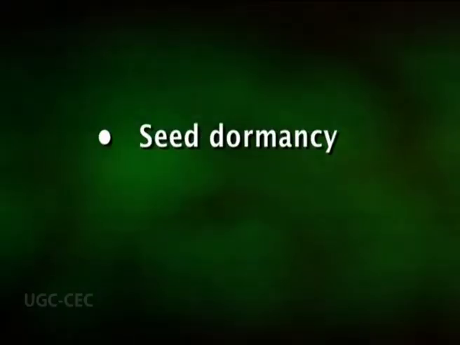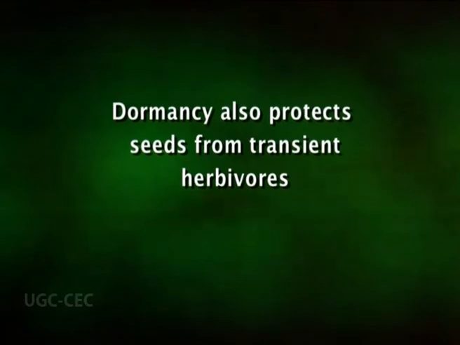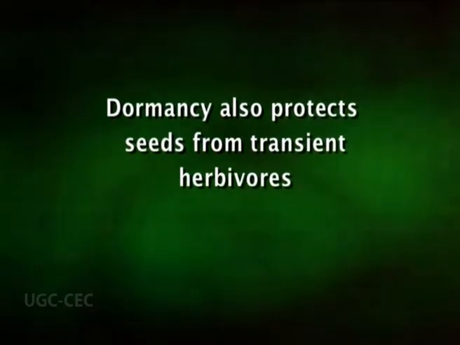Now we'll talk about seed dormancy very briefly. Dormancy is the inability of seeds to germinate under conditions favorable for germination. Dormancy is very important as it allows dispersal of seeds and avoids precarious germination. The stalling of germination also safeguards seeds and seedlings from suffering damage or death, which may be caused due to a short period of favorable weather followed by long periods of inclement and unfavorable weather. Dormancy also protects seeds from transient herbivores.